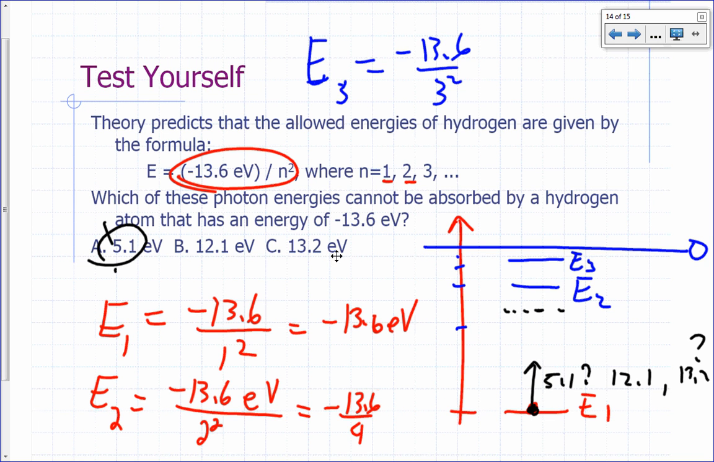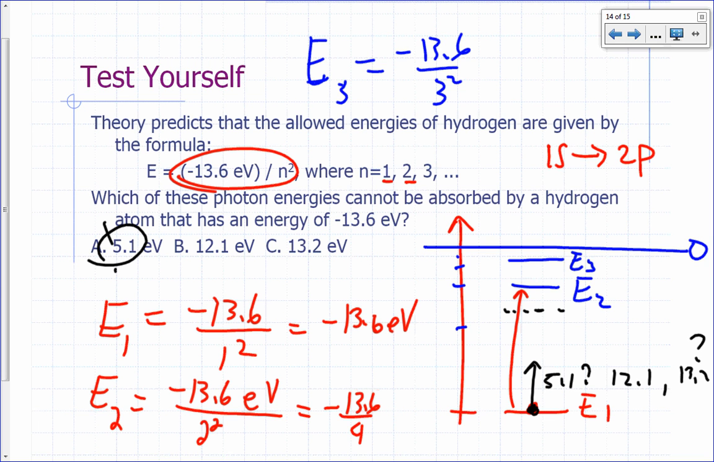Okay, 12.1 and 13.2 must take it to where? You can figure that out. It's probably going to take it to E2 or E3. If there's only one correct answer here, then the other two must take it to some allowed level. Whether that level is actually allowed again depends on the selection rule. And it turns out it is. That's going to happen in the ultraviolet range, okay? If you remember your orbitals from freshman chemistry, that's going to take it from the 1s to a 2p orbital.